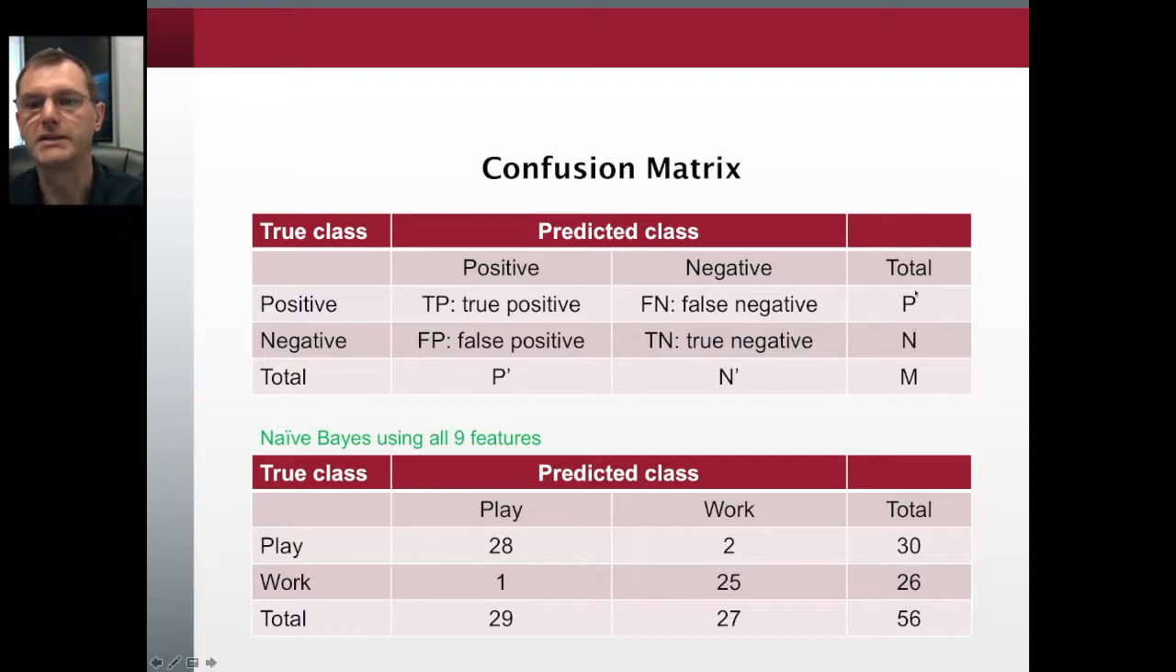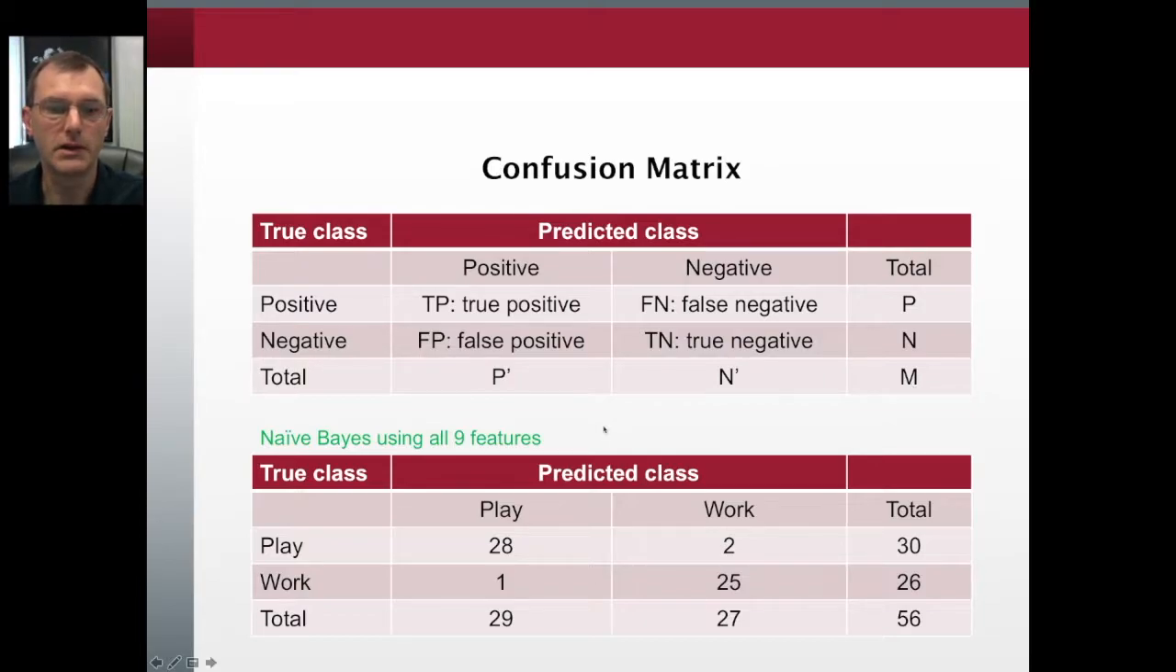So the total number of positive examples in our data is P, the total number of negative examples is N, the total number of examples we predict as positive, right or wrong, is P prime, and the total number of predicted negative examples is N prime. And then M represents the total number of examples.